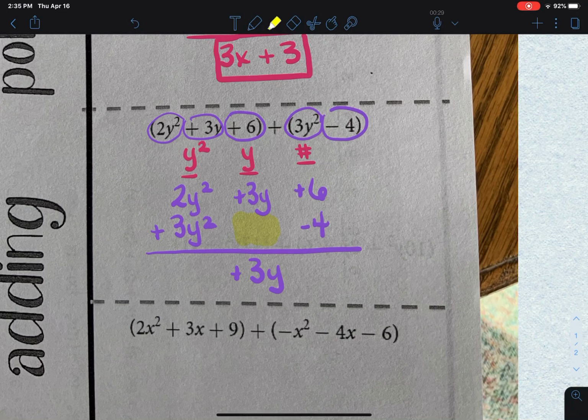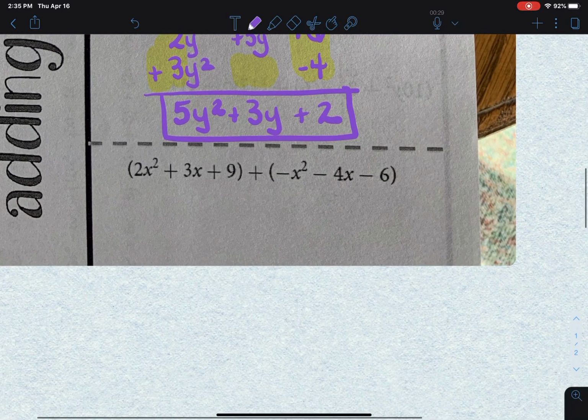Okay, in the first column, 2 plus 3 is going to be 5. So 5y squared. In this last column, 6 plus negative 4 is positive 2. And that's my final answer. Okay. Now let's go to the next one.